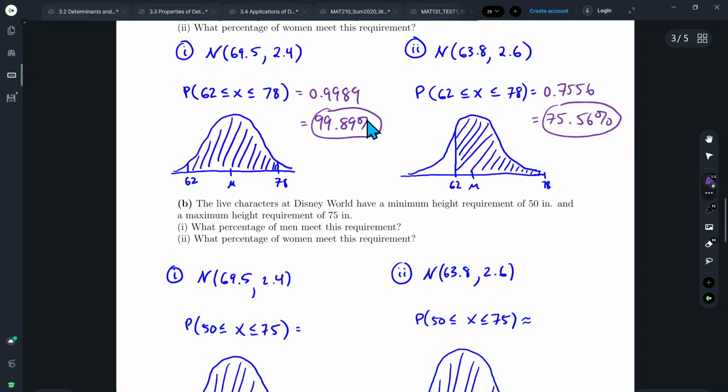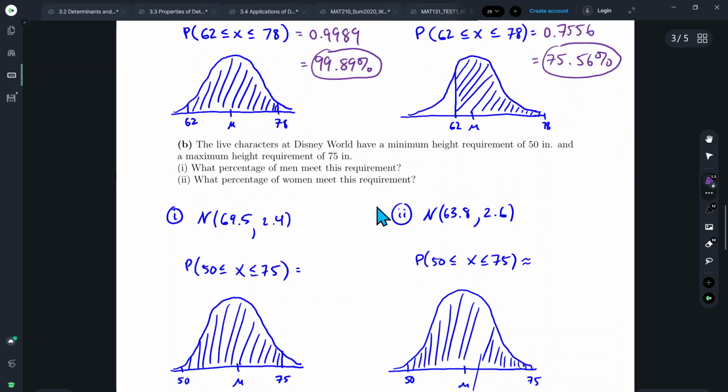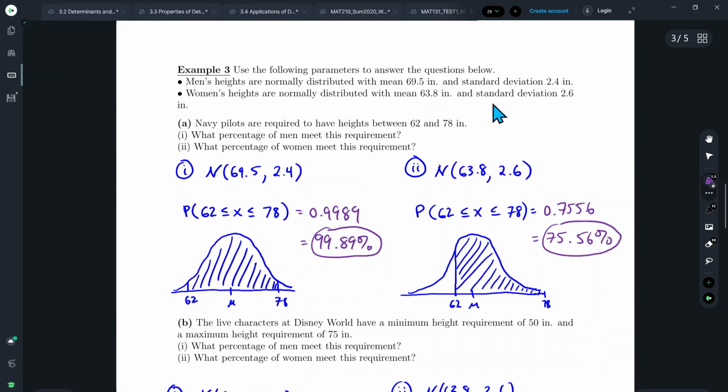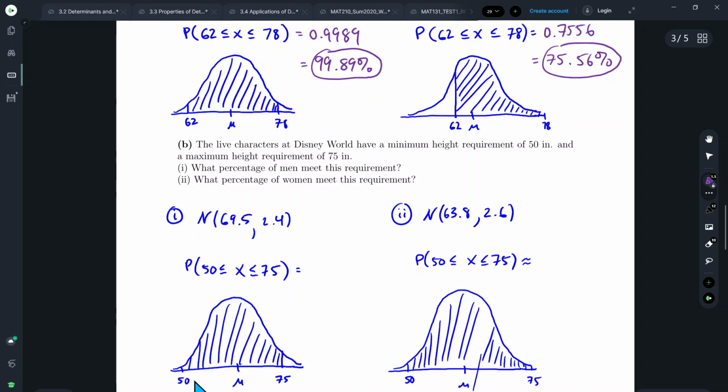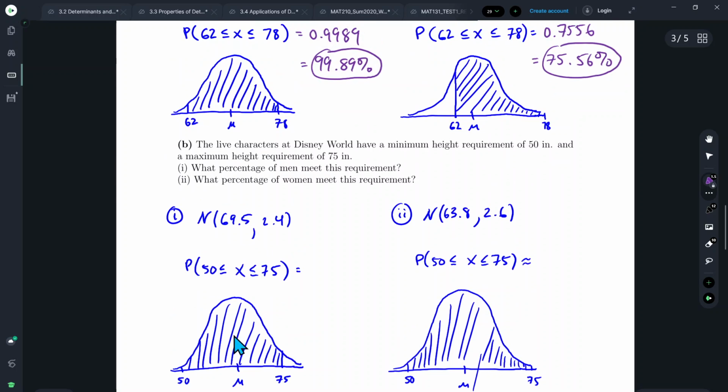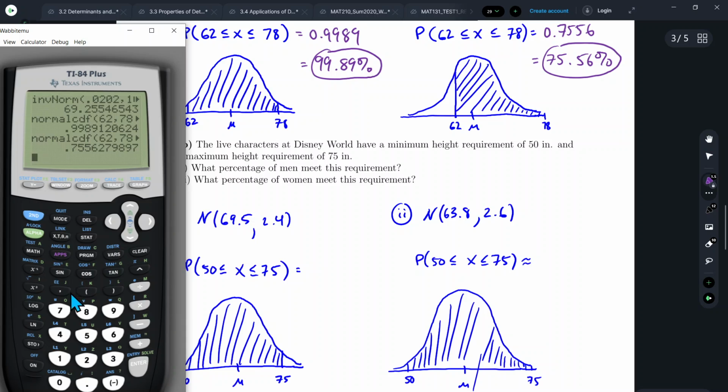Okay, so let's look at the second part here. It's still talking about heights of men and women, but now for Disney World, the requirement is between 50 inches and 75 inches. So again, we have to separate the problem for the men and women because the mean and standard deviation is different for each. I've drawn the diagrams here to save time. We're still calculating the area in the middle.